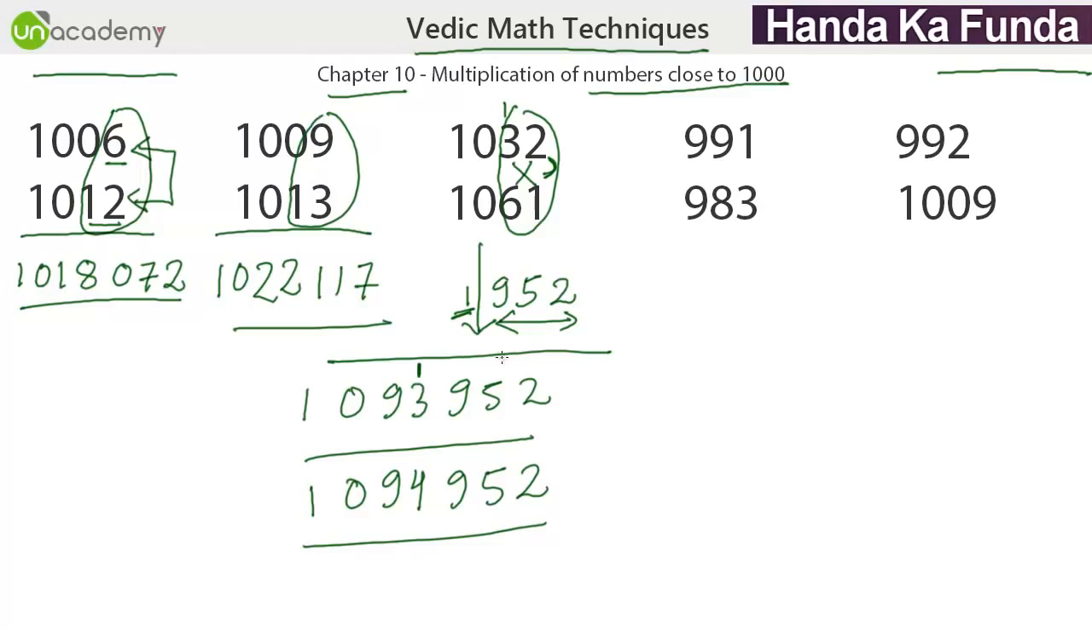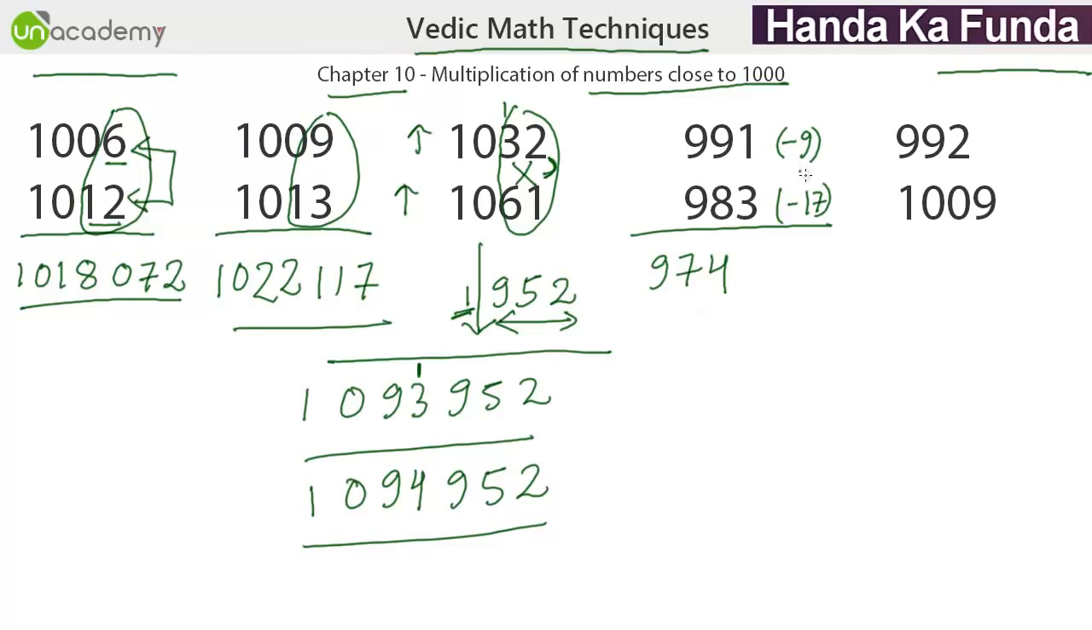Now, some of you might be wondering, is this concept only applicable when all the numbers are above 1000? No, the same idea can be applied if my numbers are below 1000 also. You need to look at the distance. So here the distance is -9, and in case of 983 it is -17. So what is the total distance? 17 and 9 is 26. Total distance is -26. How much will be 1000 minus 26? 1000 minus 26 will give me 974. That will form the first part of my answer.